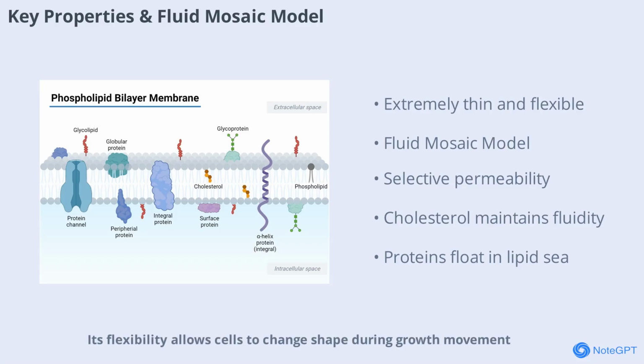Its flexibility allows cells to change shape during growth, movement, and even processes like endocytosis. The membrane is also fluid. Lipids and proteins can move sideways, which is explained by the famous fluid mosaic model. This model, proposed by Singer and Nicholson, describes the membrane as a dynamic structure: a phospholipid bilayer with proteins floating like icebergs and carbohydrates decorating the outer surface. Cholesterol is interspersed among the lipids, especially in animal cells, helping maintain the right balance of fluidity and stability. This unique structure is what gives the membrane its selective permeability and adaptability.